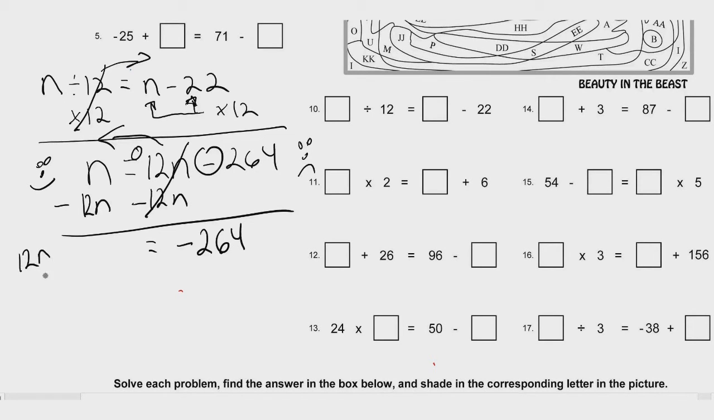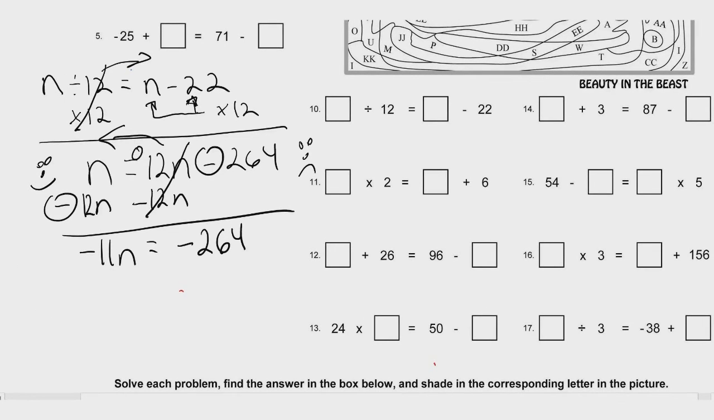So basically you can say 12n minus n. That gives you 11n. And since you have more negatives, this is a negative 11n. So I have a negative 11n. So we have two negatives on each side. So if I send the negative to the other side, this will become a positive. Or you can just cancel out the negatives. So I end up with 11n equals 264. Do not forget about those negatives. That's always the biggest mistake people make, is they forget about the negatives when they're solving these problems. And that messes everything up.